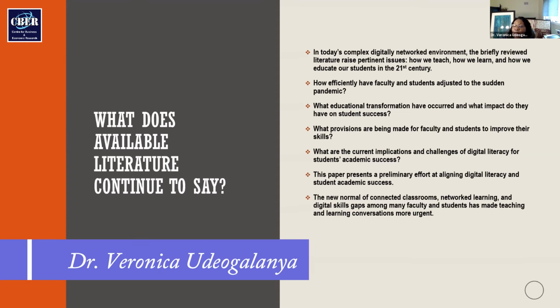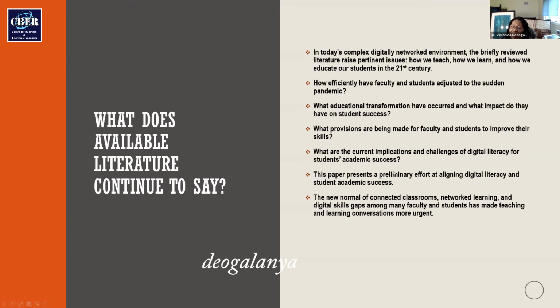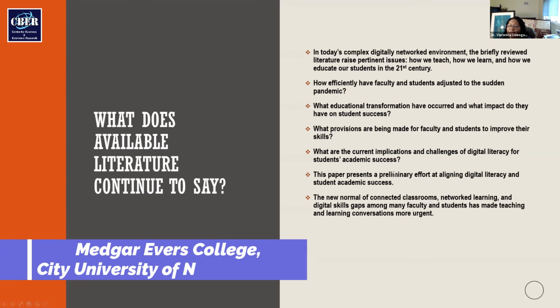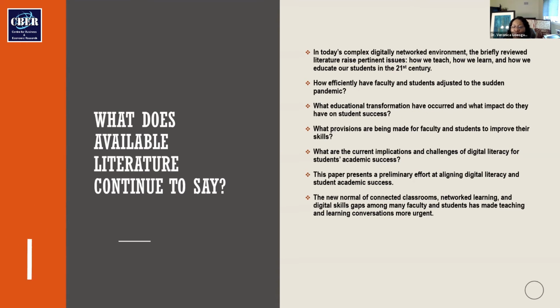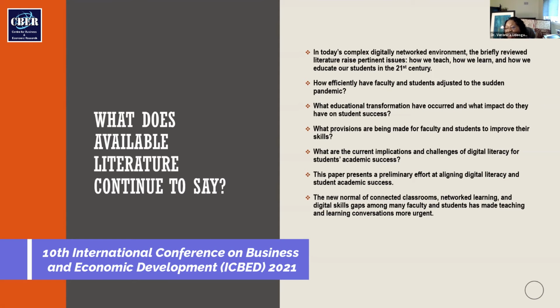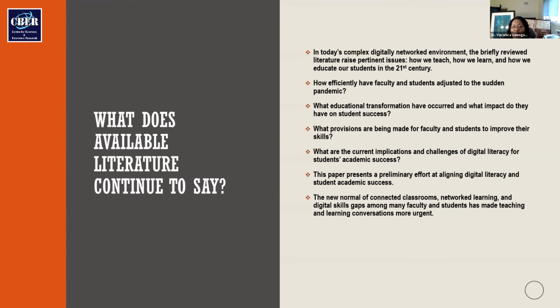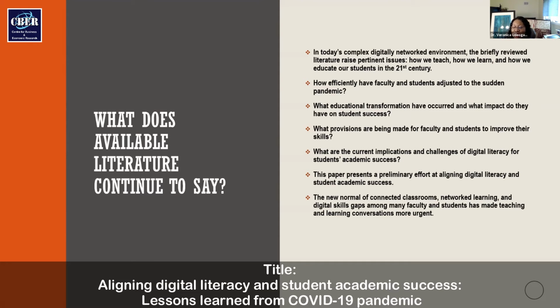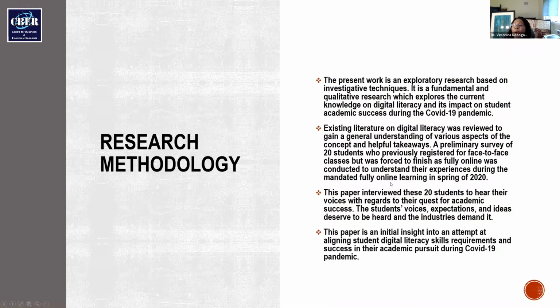This paper presents a preliminary effort at aligning digital literacy tools and student academic success. The new normal of connected classrooms, network learning, and digital skills gaps among many faculty and students has made teaching and learning conversations more urgent. So what did we do?